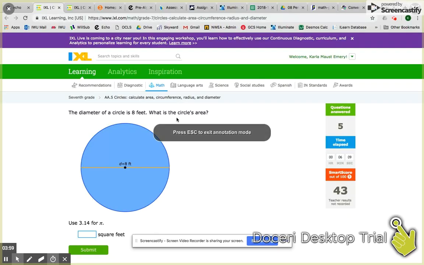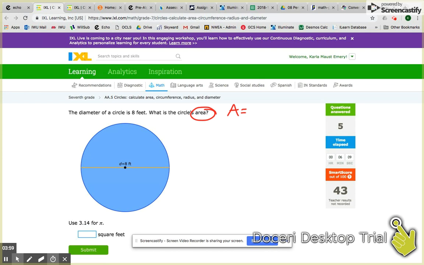Okay. Here this question is a little bit different. It says, what is the circle's area? So we want to still find the area. So the area formula is area is equal to pi r squared. And now I can say, hey, area is equal to pi. Oh wait, I'm given the diameter of 8, which to find the radius, I have to do 8 divided by 2, which gives me 4.